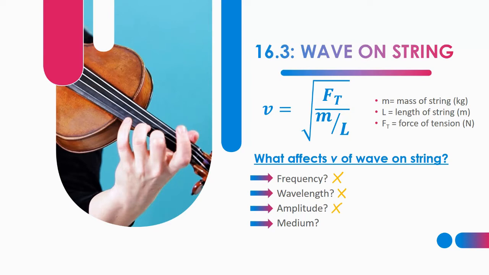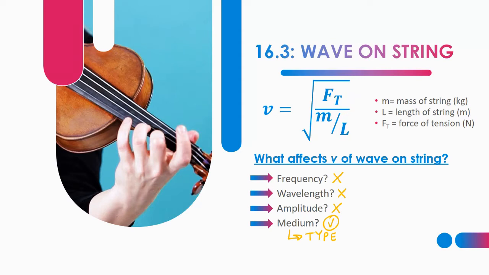And lastly, we have medium, and by that I mean the type of string. And that actually does affect how fast the waves are moving, because mass and length are properties of our string. So that does change our medium. If I make my string heavier, that's going to have an effect on how fast the waves are moving. If I make my string longer, that's going to affect how fast the waves are moving. So the only variables that affect how fast our waves are moving on a string are our force of tension, the mass of the string, and the length of the string.